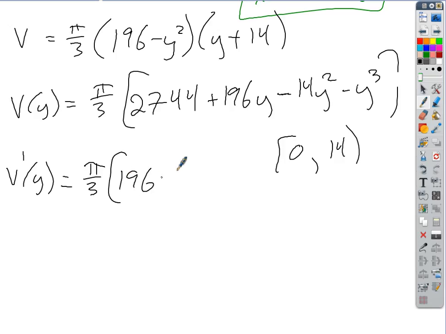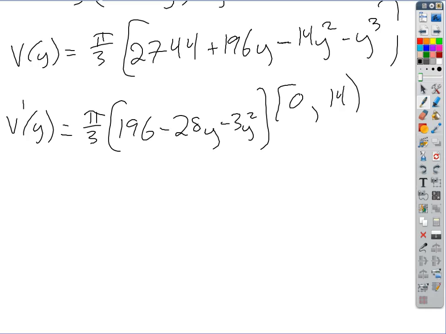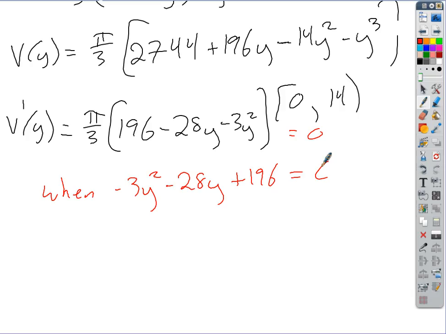This polynomial equals 0 when negative 3y squared minus 28y plus 196 equals 0, right? Now, while we're at it, being as we're going to use the quadratic formula, multiply both sides by negative 1. Remember back to Algebra 2, I was harping on you about that? So this will be 3y squared plus 28y minus 196 equals 0.